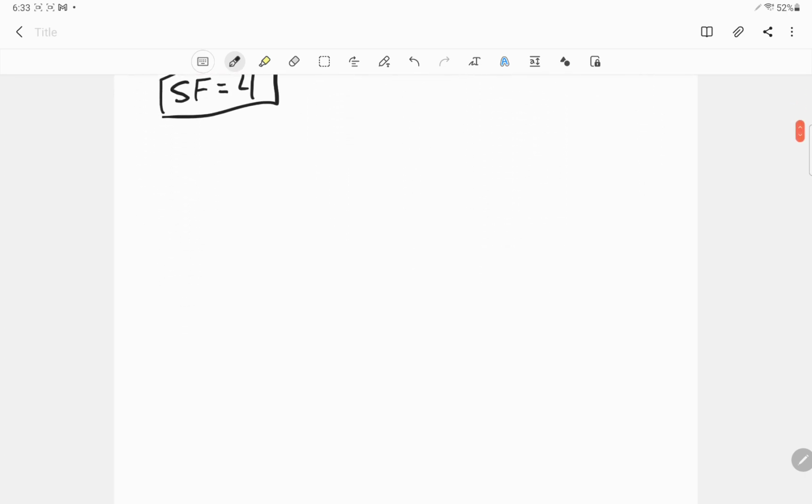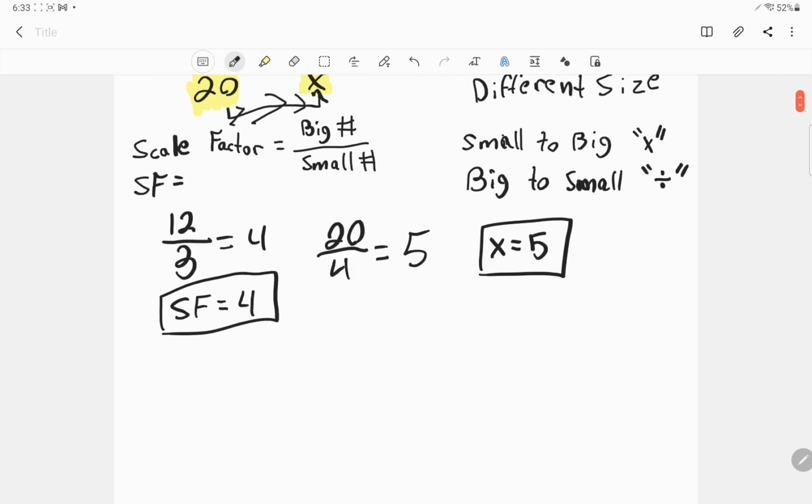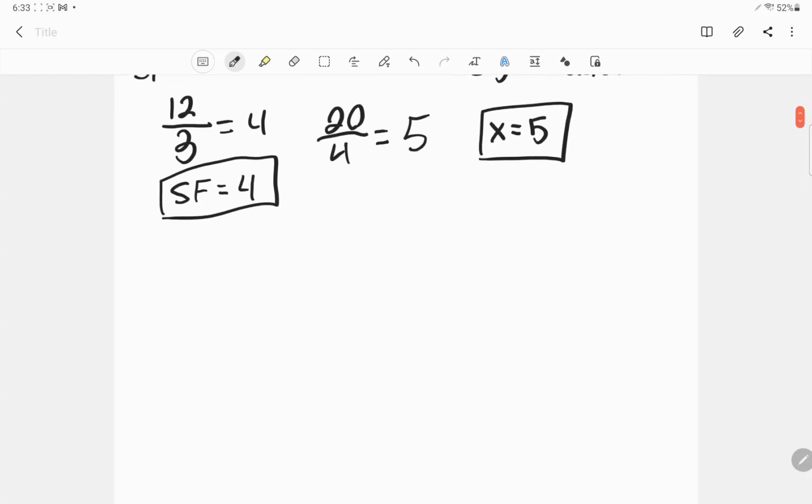That's all you got to do. Let me look for another one. Let me see if I can find one where you go from, we went from big to small. Let me see if we can go from small to big. Yes, I can see one right here.